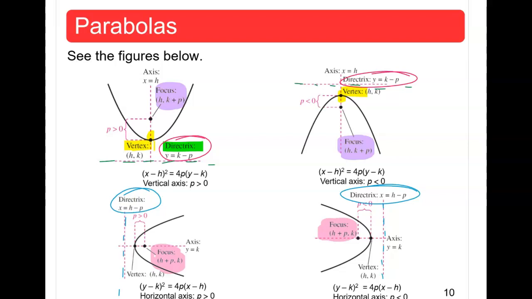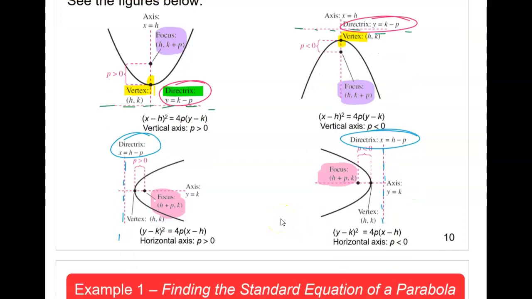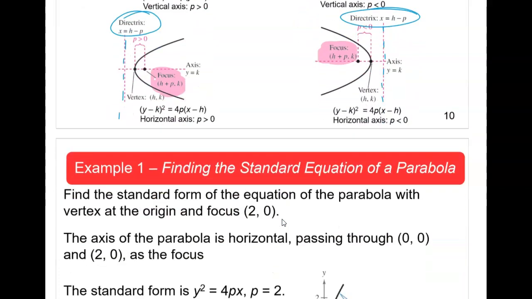So all of that is going to come into play when you're doing your homework. Every single formula is important. And let's see, how do you know if your parabola opens to the right or to the left? Well, that's going to come from the value that you have for P, and whether it's positive or negative. And we will see that in the following examples.